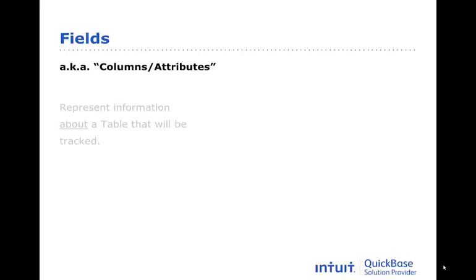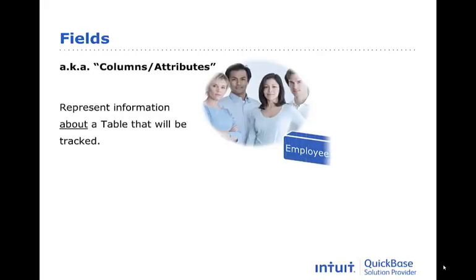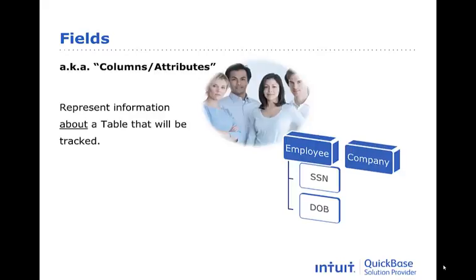The second component is fields, also referred to as columns or attributes. They represent information about a table that will be tracked. In the example of an employee, the Social Security number, birth date, or similar information could be set as a field on the employees table. The same could be said for company, where we might track an address or the website.